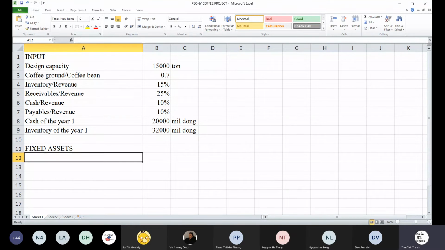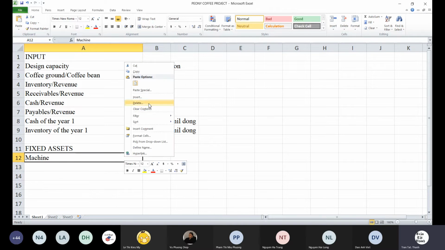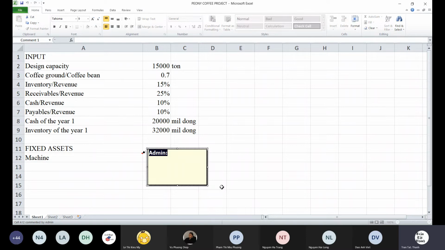The machine is imported from Japan. The ship price is going to be from Japan. So we call it the machine. And I'm going to insert a comment here. You have two different types of import price.